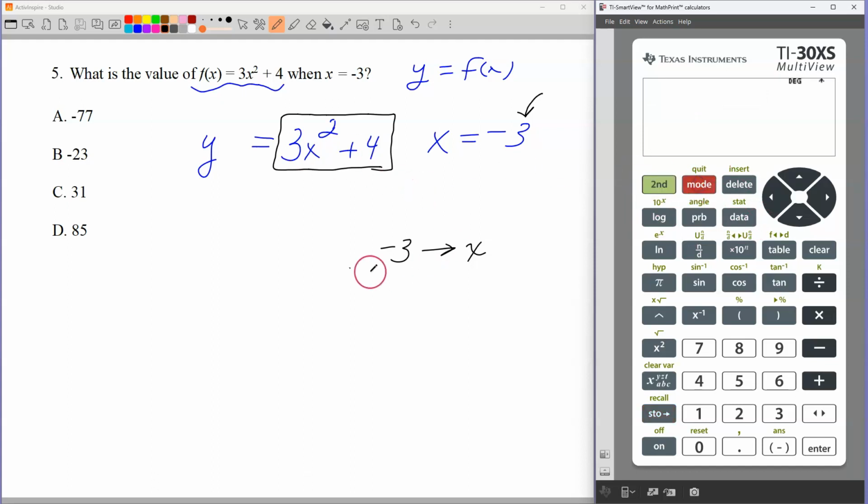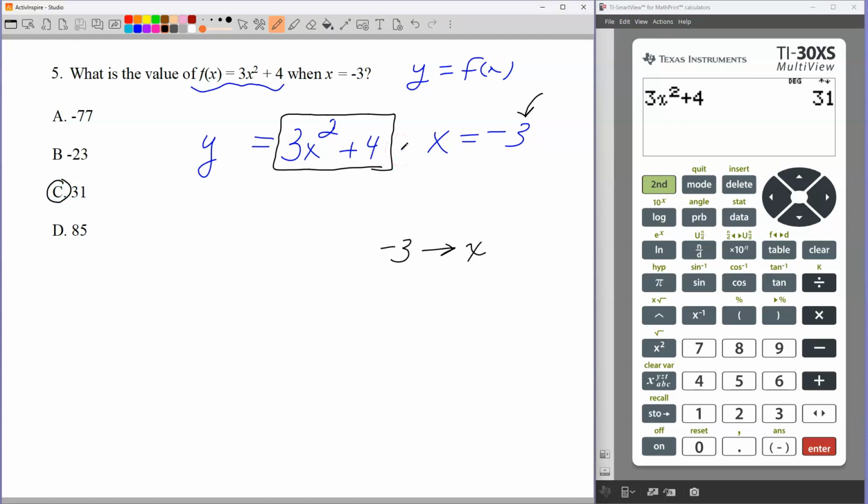Second mode. And now that I have that stored in, just plug this in. Go 3x squared, just like you see it. 3x squared. So x is right here. Squared. It's right here. Plus 4. Plus right here. 4. See? 3x squared plus 4. You can enter this once you store a negative 3 for x. If x were a different value, you'd store in a different value for x. Hit enter. 31 is your answer, which is C. So that's how you can use the storage button to help you with a problem like this.